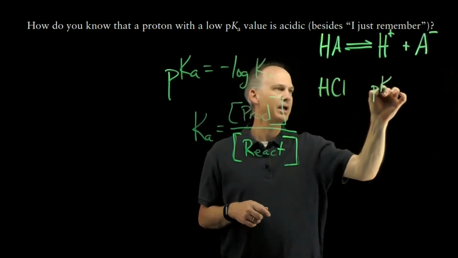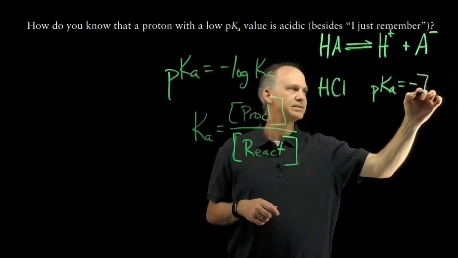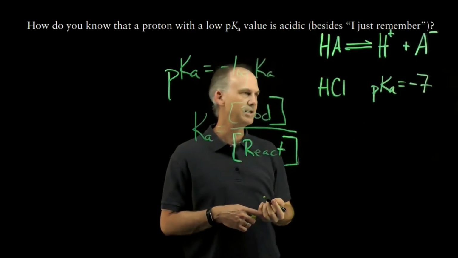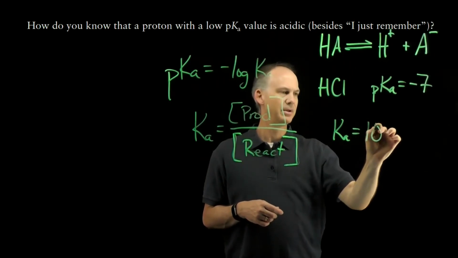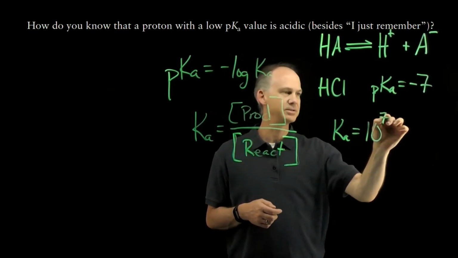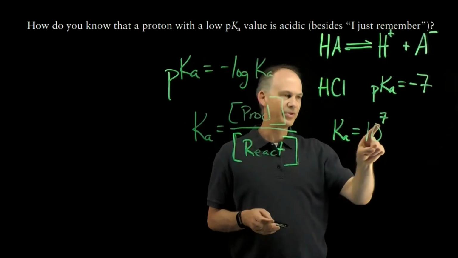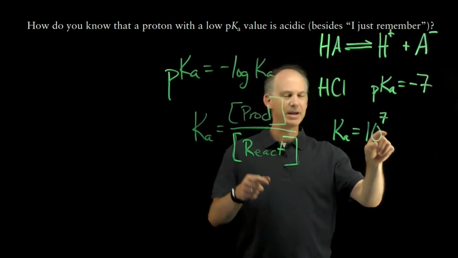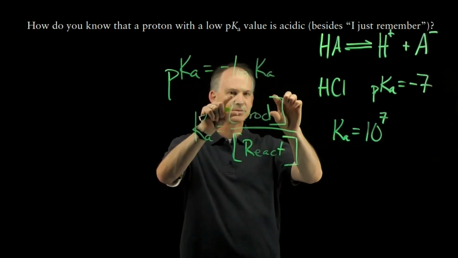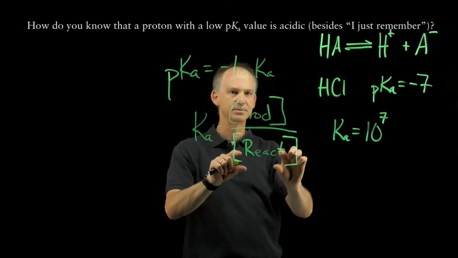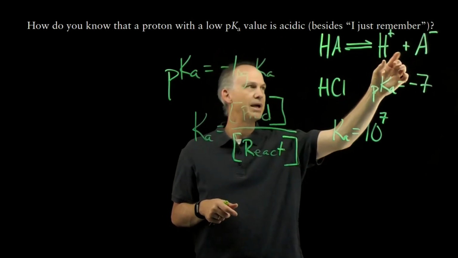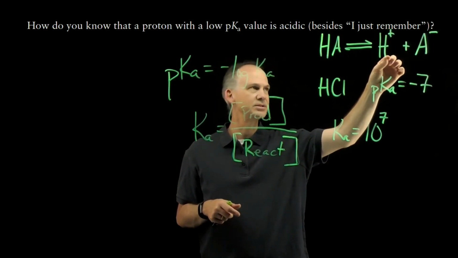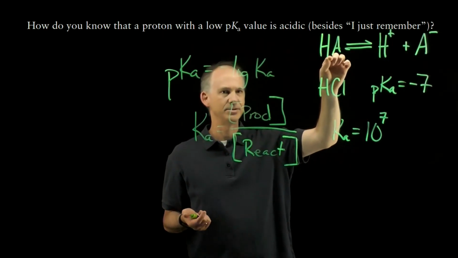with a pKa of -7. The negative log of -7 is the Ka, and so the Ka for HCl is 10 to the 7th. With a large Ka, that means that there's a lot of products relative to reactants. And if we look at the dissociation equation, that means that there is more proton dissociated than associated.